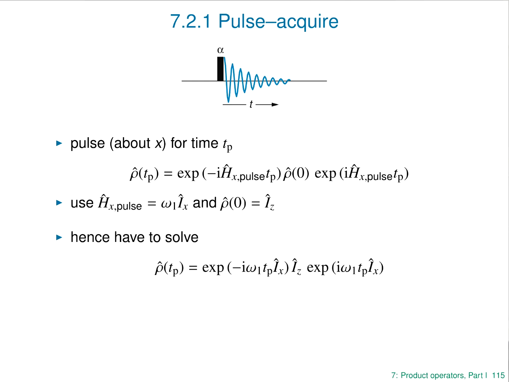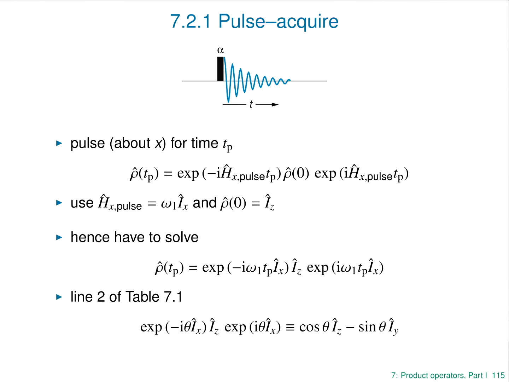And you're supposed to now recognize that this is a rotation. It's a rotation of Z about X. So you actually need line 2 from table 7.1, and that's the identity that I've written out there. And all you need to do is to put theta equal to omega 1 Tp, and then you can use that identity. So that enables us to work out what happens.